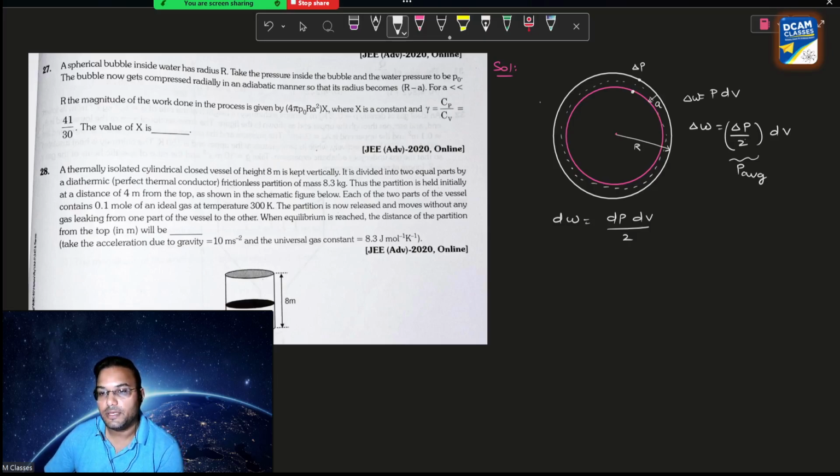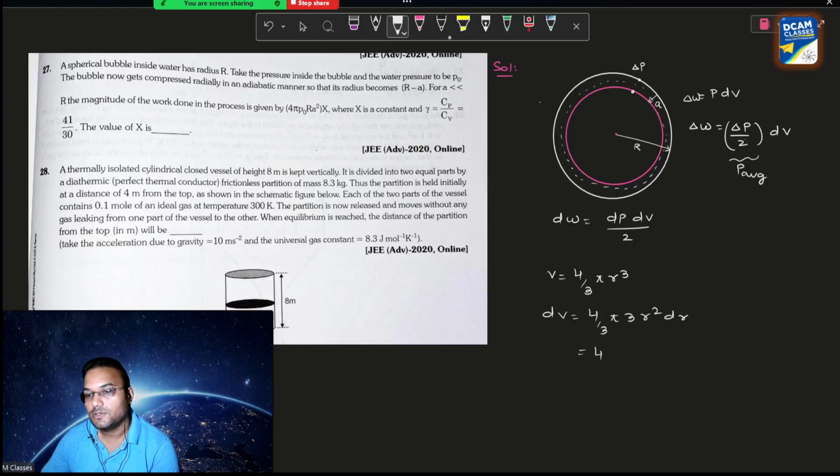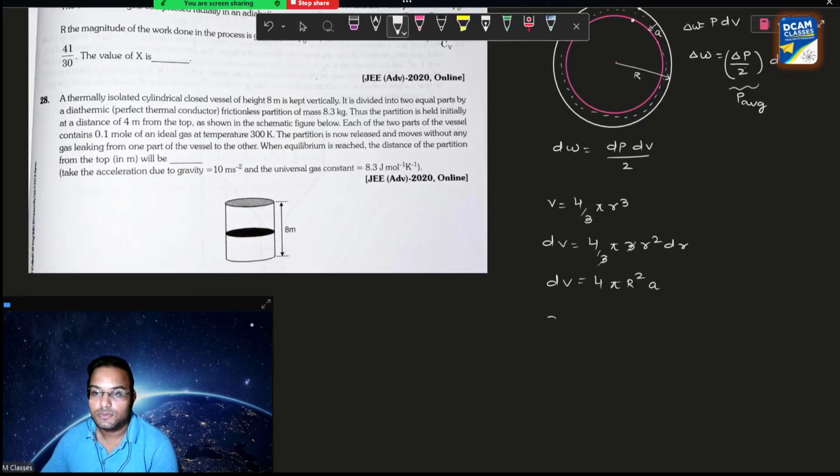So to find this dV, V is 4 by 3 pi R cube, so dV is 4 by 3 pi into 3 r square dr. But this small r is almost equal to capital R only, so we'll take it as 4 pi R square dr, and dr is a, they have given. So dV has become 4 pi R square a. So this dW has become dP by 2 into 4 pi R square a.